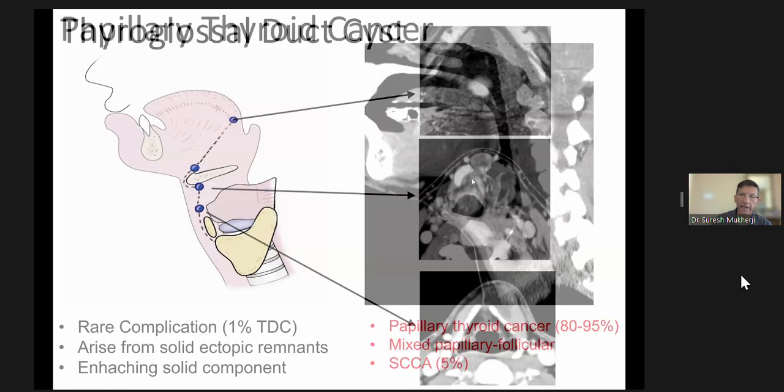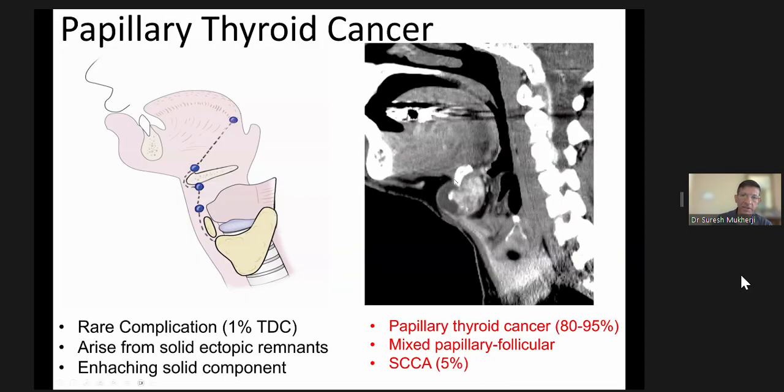And on rare occasions, and I'll say very rare occasions, you can get an incidental papillary thyroid carcinoma. So sometimes you can develop a little tumor here involving the thyroglossal duct cyst. It's most commonly papillary thyroid carcinoma. Sometimes it's mixed papillary and follicular, and occasionally it's squamous cell carcinoma.